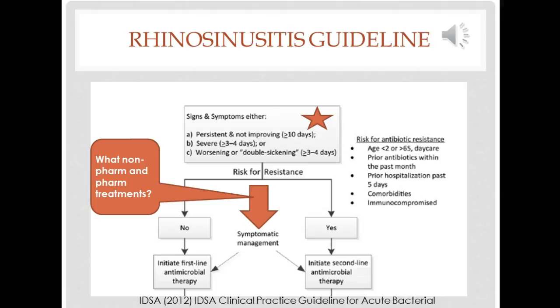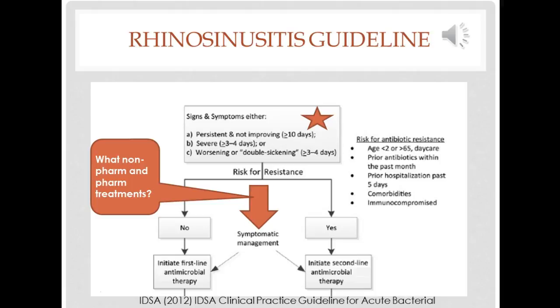So we've decided that they have these symptoms, they do need treatment. We also want to treat them symptomatically, and then we have to go into the decision point about first-line versus second-line antimicrobial therapy. So before we get into the antimicrobial therapy, some thoughts, and you see it in your textbook, some great thoughts about symptomatic treatment.